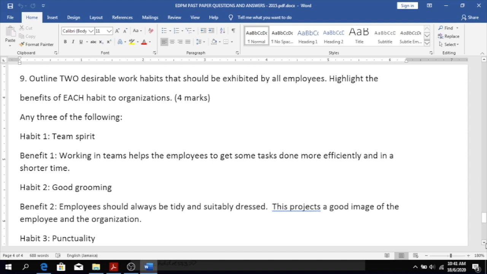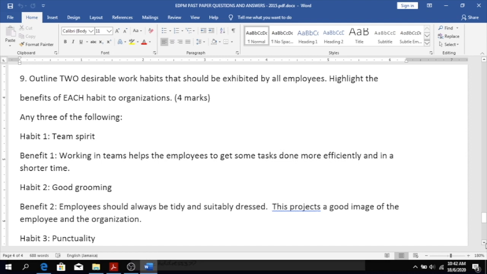Habit 1, team spirit. What is the benefit of team spirit? Working in teams helps the employees to get some tasks done more efficiently and in a shorter time. You don't know everything. But once you get opinions and feedback from others, it will be better. Yes.